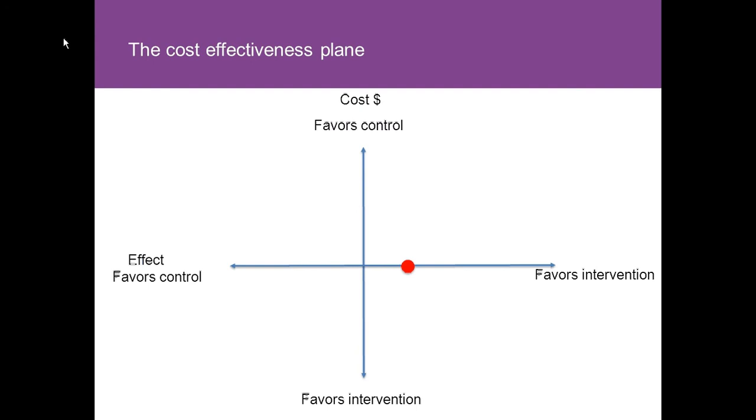A cost effectiveness analysis outcome may sometimes be represented graphically on a cost effectiveness plane. Here, the y-axis, the vertical axis, represents the cost of the interventions being compared and whether it favours the control condition or the intervention. The x or horizontal axis represents the clinical effect on the health outcome. Here, to the west side, it favours the control, and to the east favours the intervention. This red dot here indicates what the incremental cost effectiveness of a particular intervention might hypothetically be.